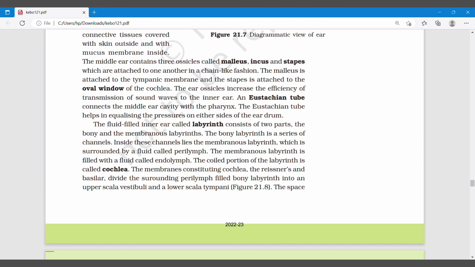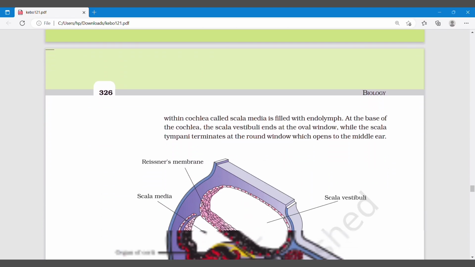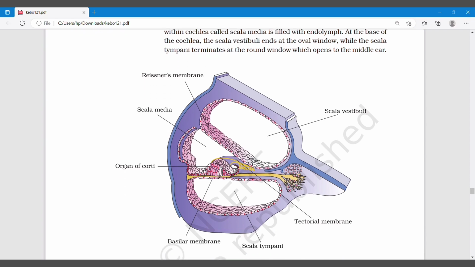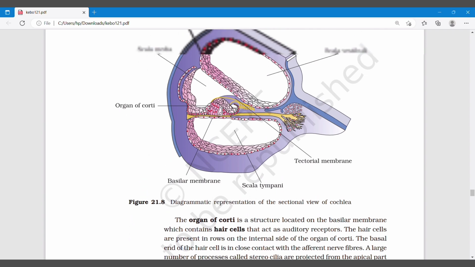The membranes constituting the cochlea, Reissner's and the basilar membrane, divide the surrounding perilymph-filled bony labyrinth into the upper scala vestibuli and the lower scala tympani, that is given in figure 21.8. The space within the cochlea called scala media is filled with the endolymph. At the base of the cochlea, the scala vestibuli ends at the oval window, while the scala tympani terminates at the round window which opens to the middle ear. And a diagrammatic representation of a sectional view of the cochlea is given.